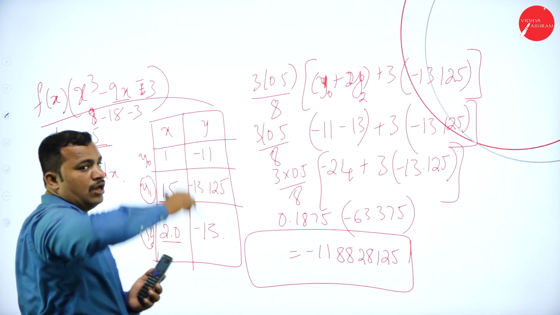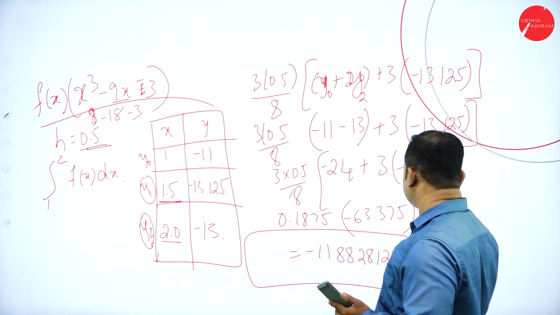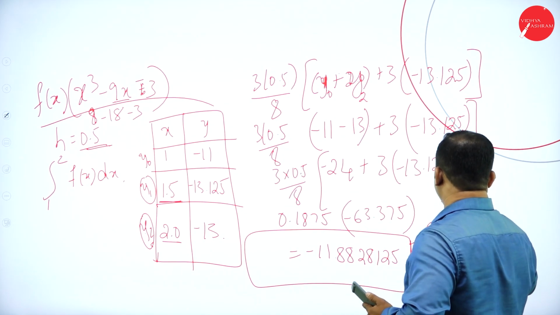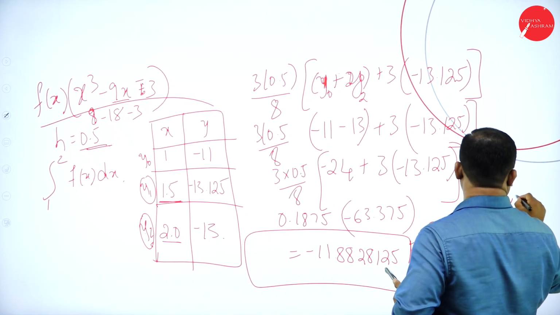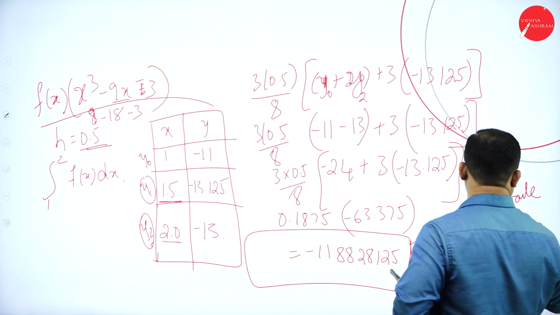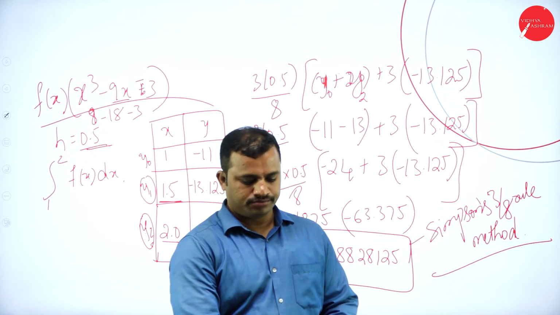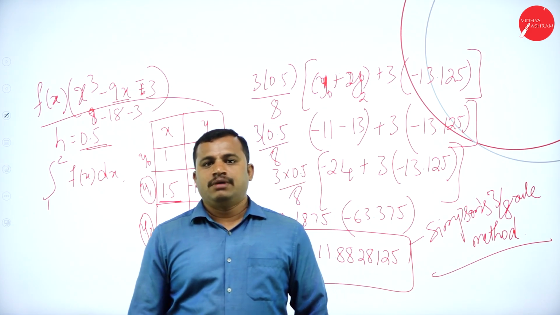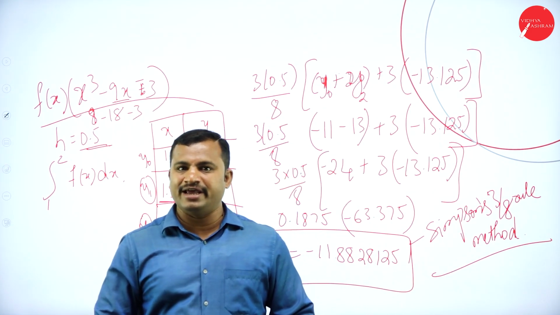F of x equal to x cube minus 9x minus 3. This is by using the Simpson's 3/8 rule method. My dear students, this is by using the Simpson's 3/8 rule method.